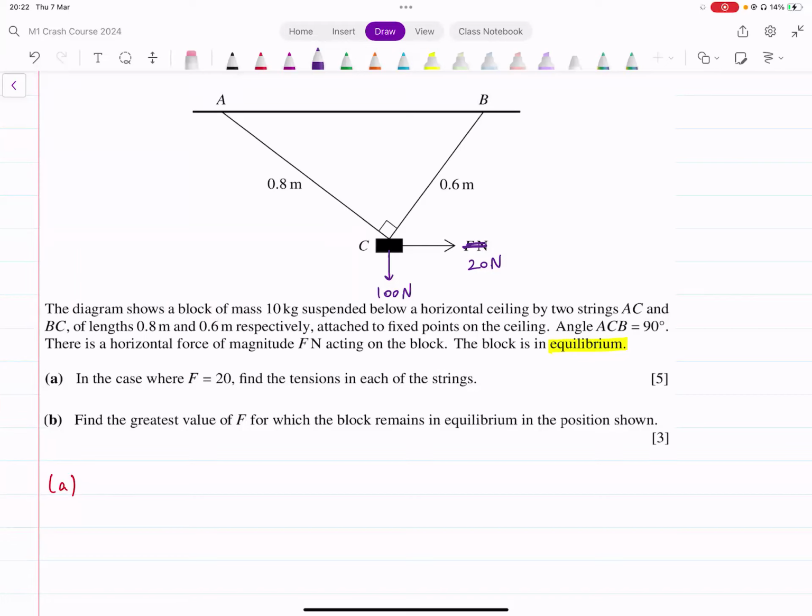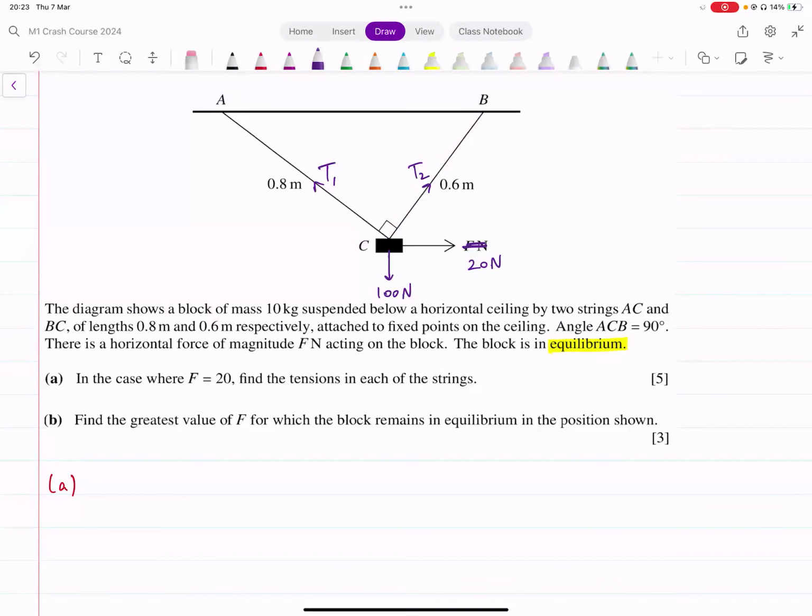What else? You have two strings attached here, one here and the other here. There's going to be tension in those strings. In which direction do the tensions apply? Away from the block. So one tension is going to be in this direction. Let's call that T1. And the other tension is going to be in this direction. Let's call that T2. These are all the forces acting on this block.